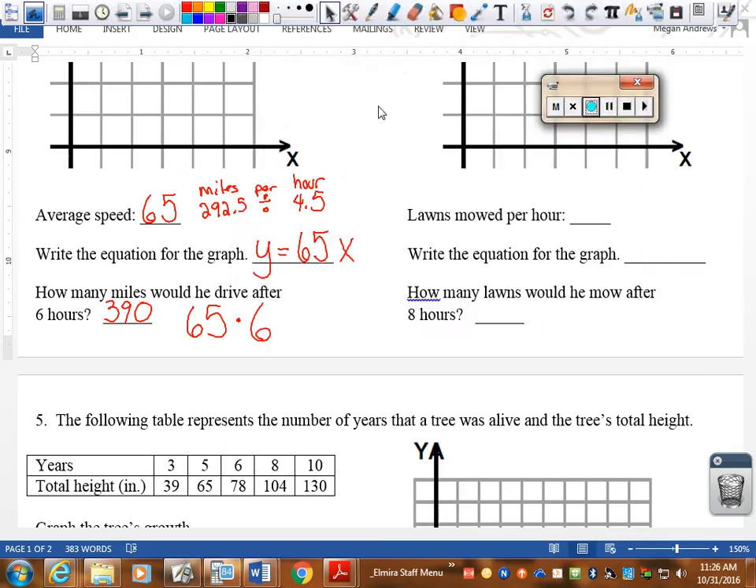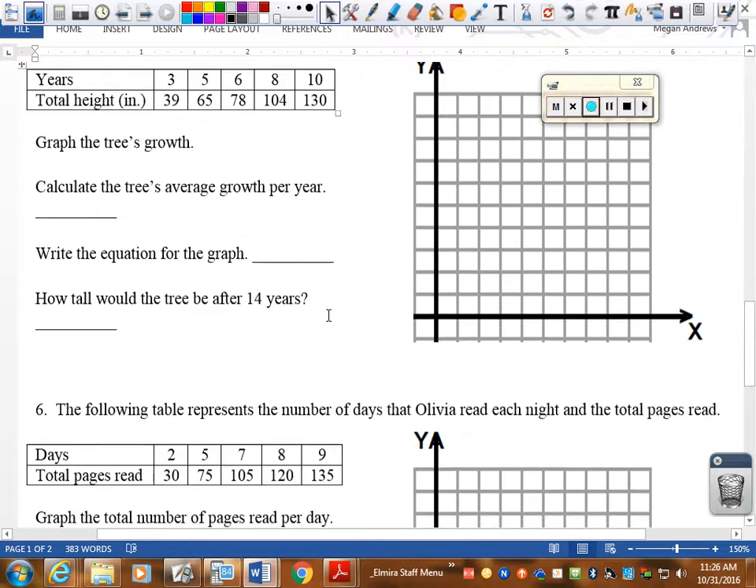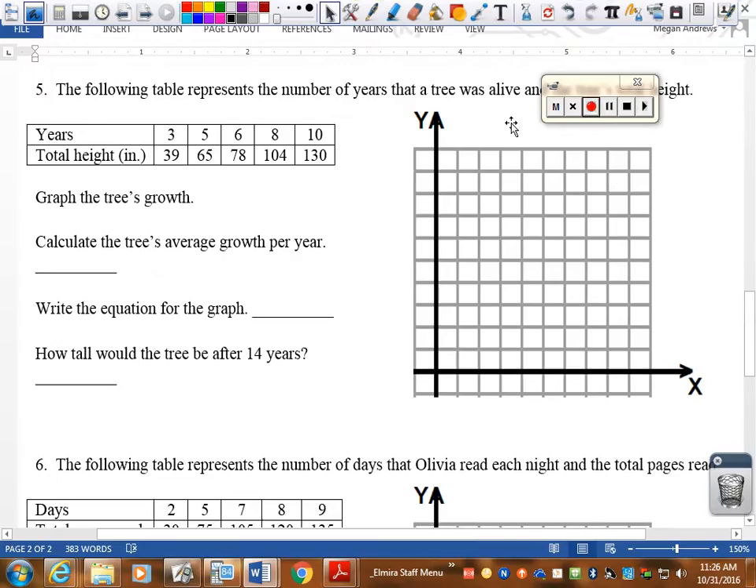All right, I accidentally clicked stop instead of pause, so I have to separate this into two videos. But what I intended to do was finish up this last problem on the back of the homework here.